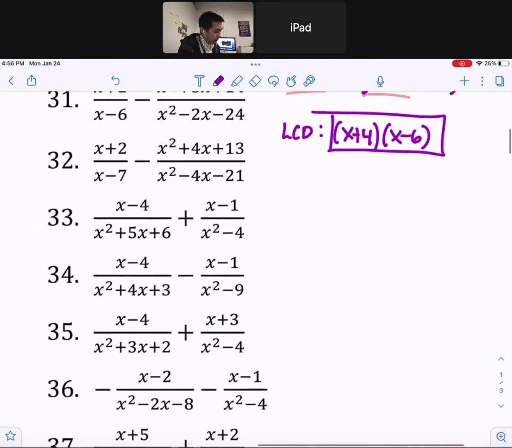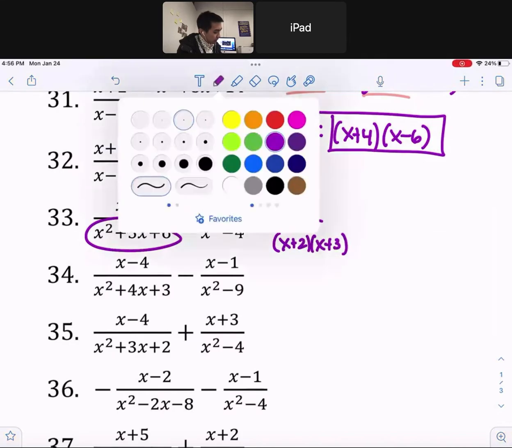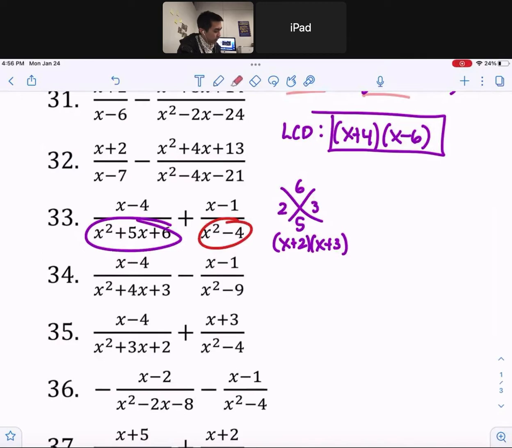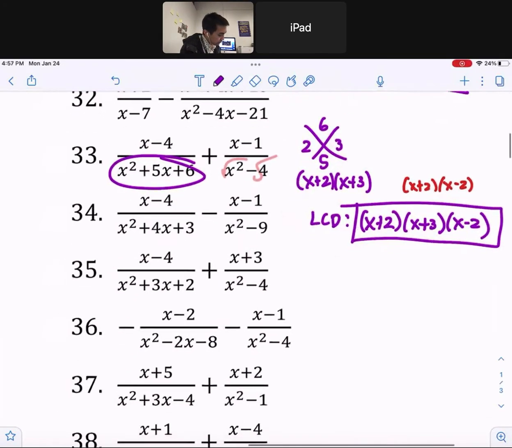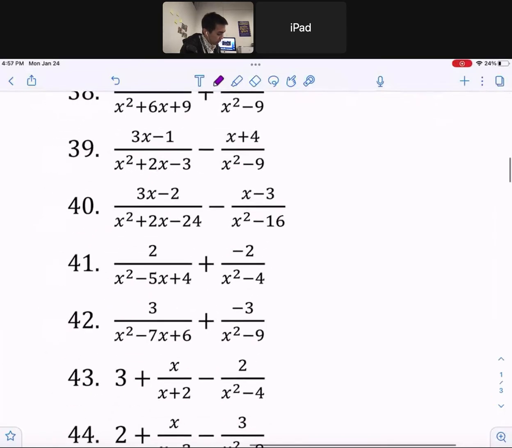33 is a good one to look at. So find the factors of this one: 2 and 3, for x plus 2 times x plus 3. Let's take a look at this one. Factoring that by a difference of squares, that one's going to be x plus 2 times x minus 2. Now we can find our LCD. They both share x plus 2, so x plus 2. And then one has an x plus 3 and the other one has an x minus 2. Multiply them all together. Same type of deal.